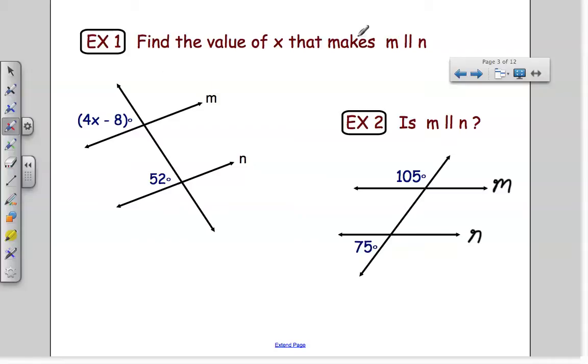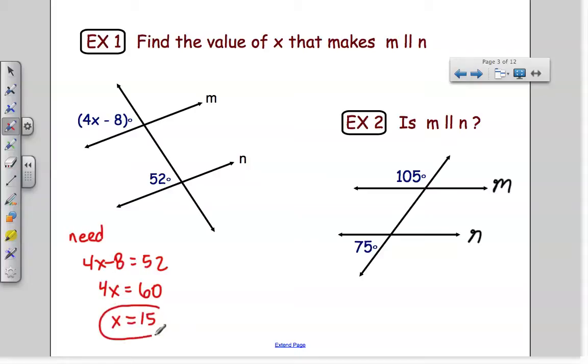Find the value of x that makes m parallel to n. I want to find x so that m has to be parallel to n. We'll take a look at the two angles that are noted. These are corresponding angles, that same angle shape there. So if I want m to be parallel to n, I need these corresponding angles to be equal, to be congruent. I need that 4x minus 8 to be equal to 52. So I'm going to find x so that that's true. I'm going to add 8 on both sides, so that's gone. 52 plus 8 is 60. I'm going to divide by 4 on both sides, and I find out that x is 15.